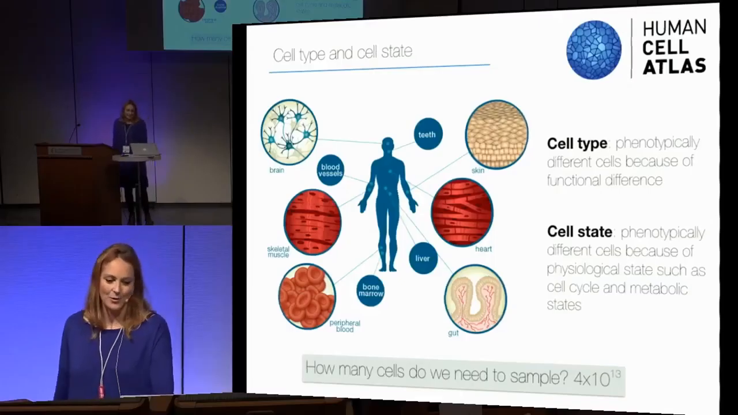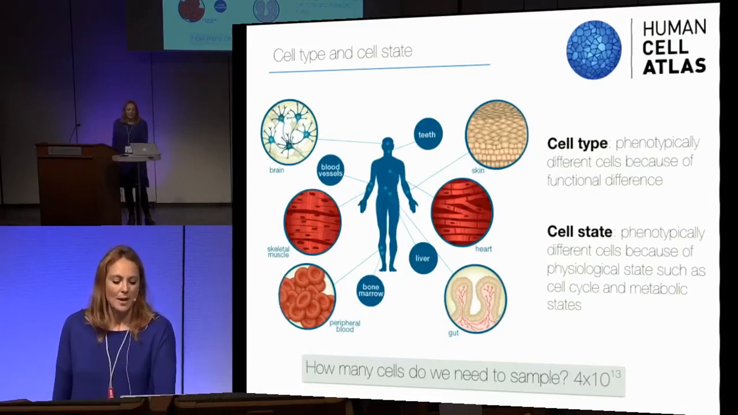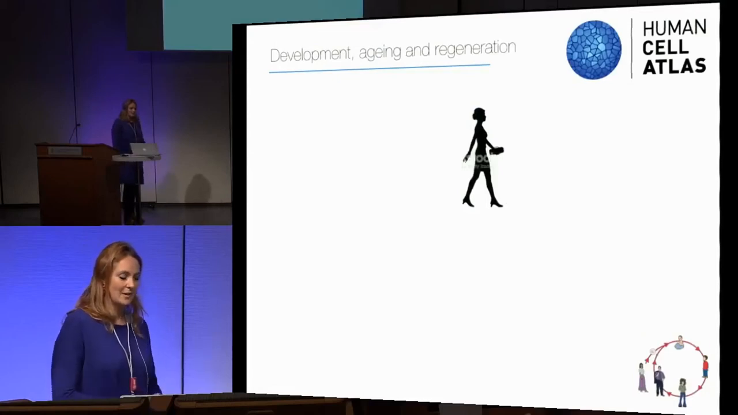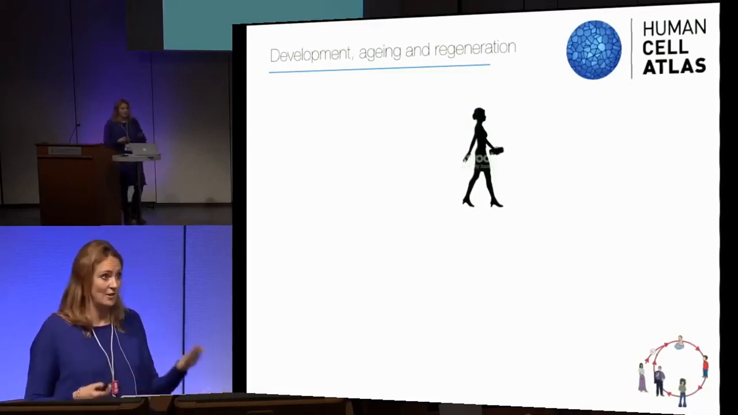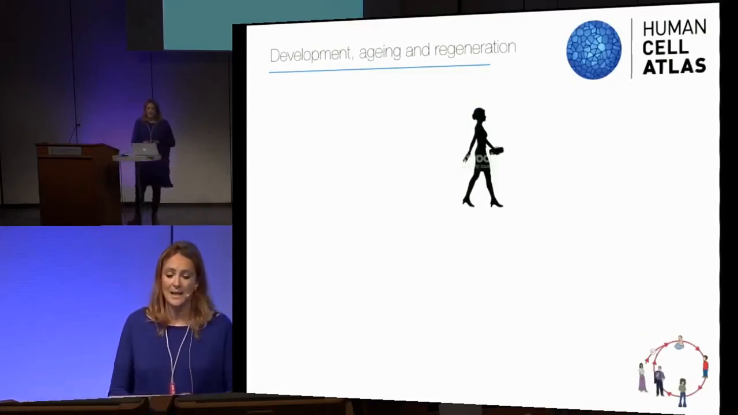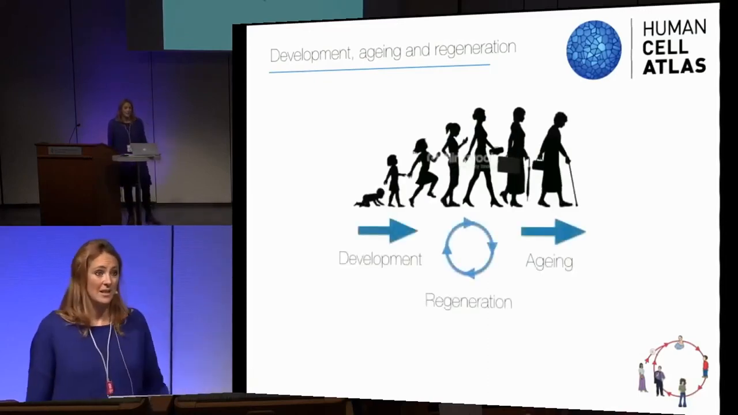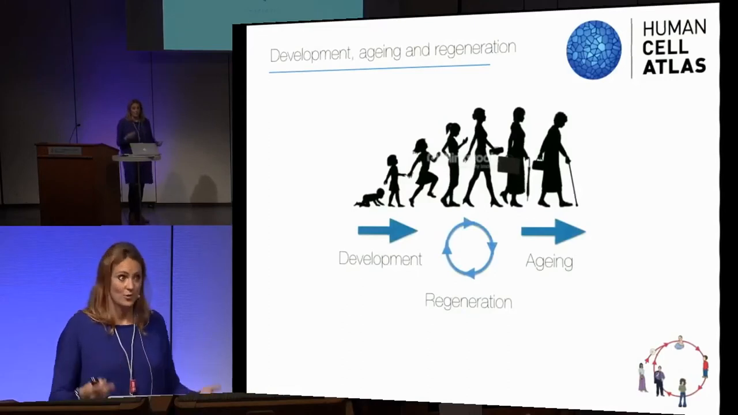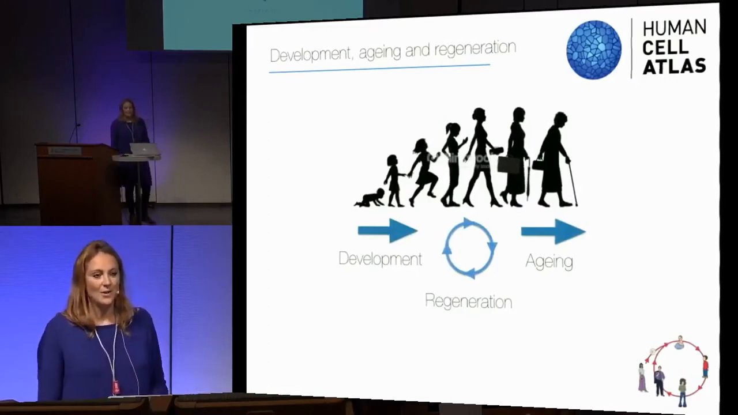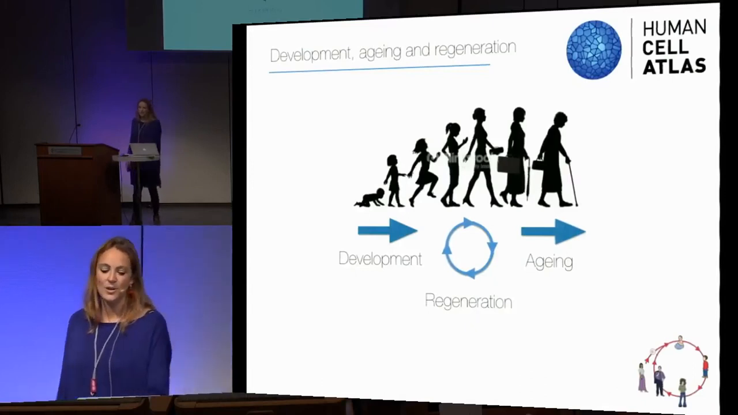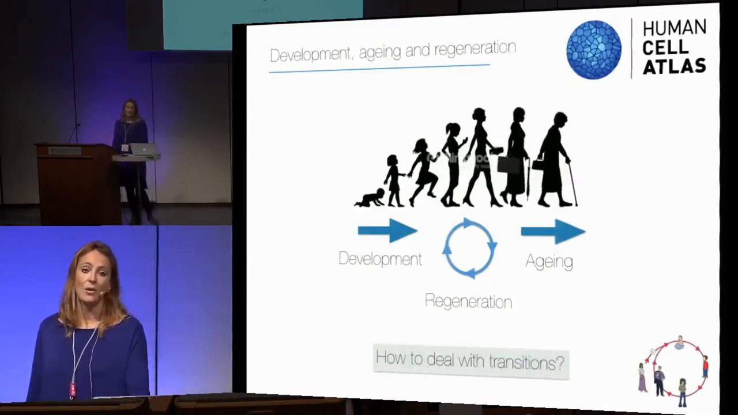Ideally, the best case scenario is that we have one human and we sample a single human, but the real world is different. Without even considering human-to-human differences, gender differences, or disease state, we are constantly developing, regenerating, and unfortunately also aging. So how can we combine all this? These are really also transition states that are very important.